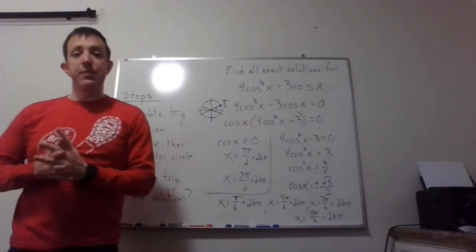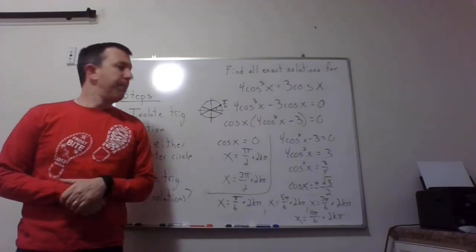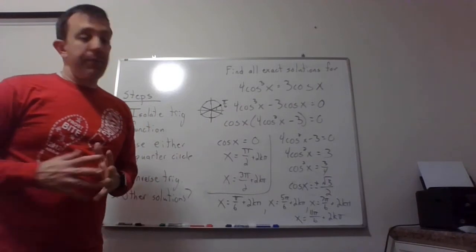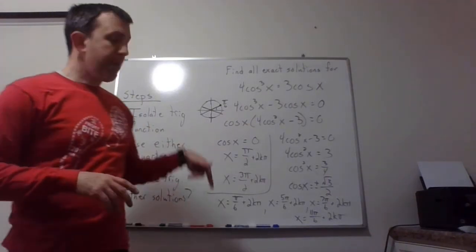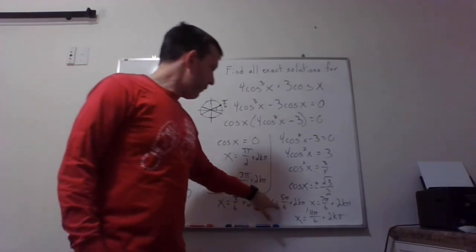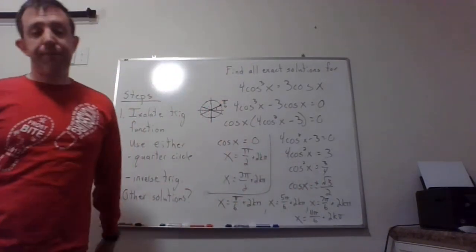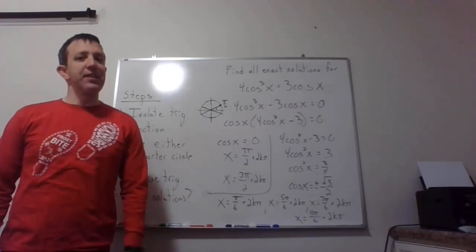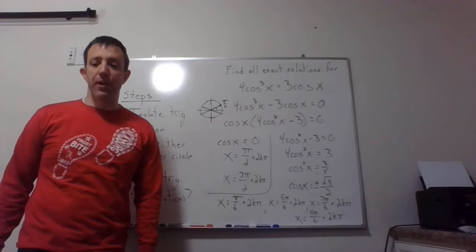That's about as messy as these will get for you. And notice, even ignoring for a second the fact that we have the 2k pi's giving us infinite solutions, we had 1, 2, 3, 4, 5, 6 different solution sets here happening. And so there's a lot of possible solutions here. You really got to watch out for those.